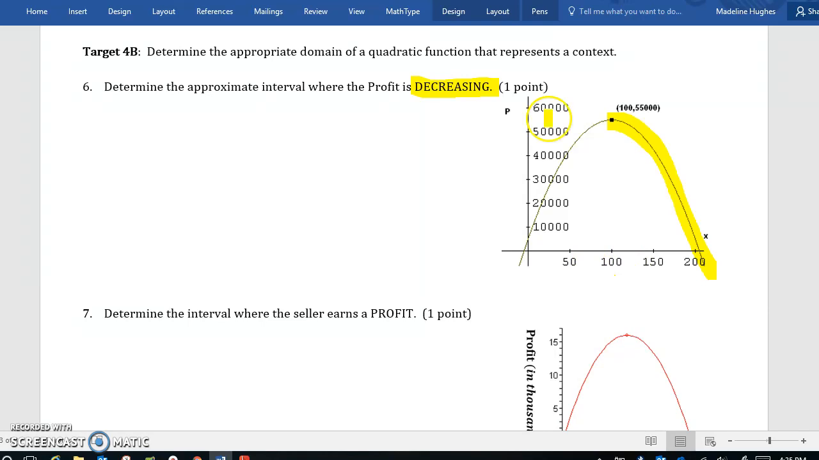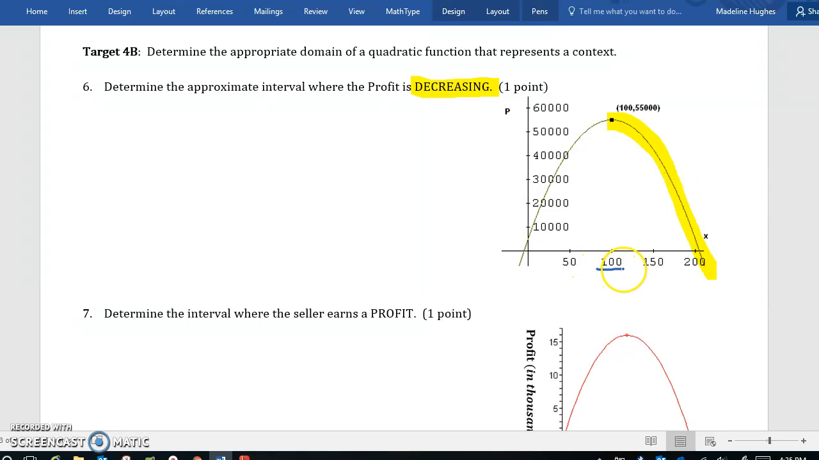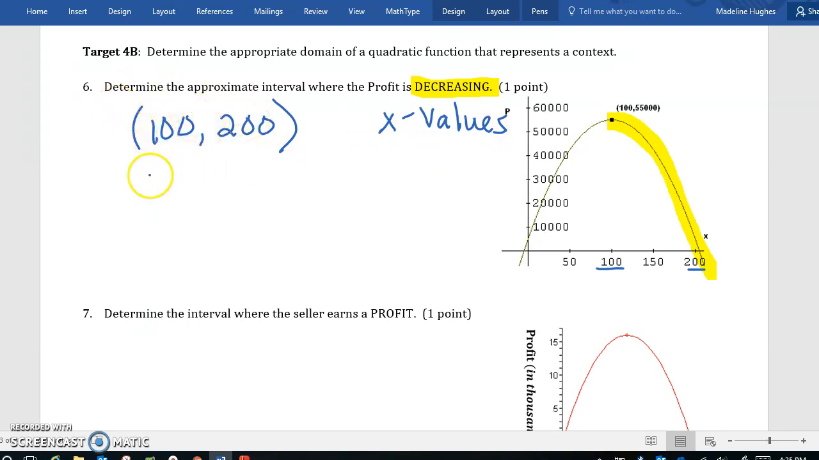We use our x values to determine where it is decreasing. It looks like it's from this 100 to the 200. So we're going to write that as 100, comma, 200, and put those right in parentheses there. And again, remember you use your x values for decreasing, 100 to 200. You always do the lowest first, then the highest, right? You're reading left to right.